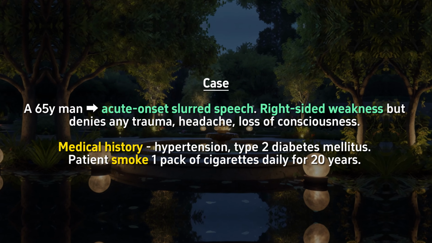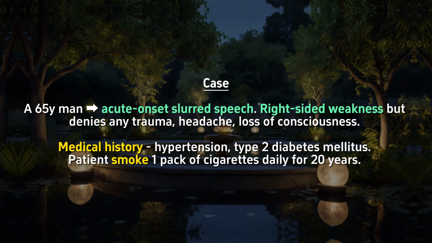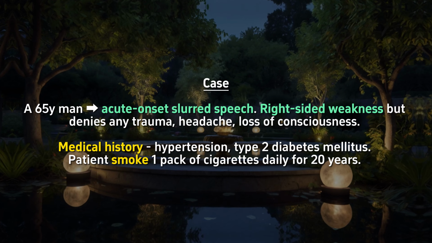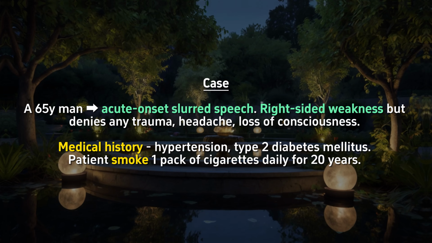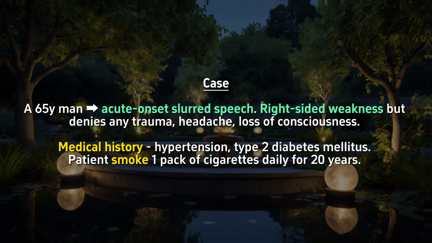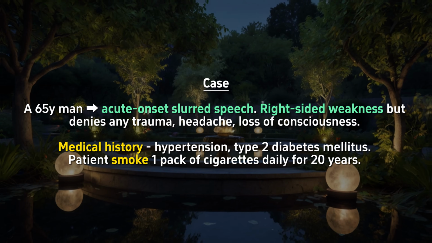A 65-year-old man comes to the emergency department due to acute onset slurred speech. He also has right-sided weakness but denies any trauma, headache, or loss of consciousness. His medical problems include hypertension and type 2 diabetes mellitus. The patient has smoked 1 pack of cigarettes daily for 20 years.